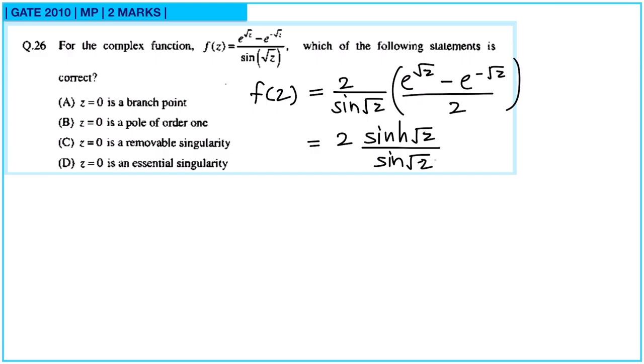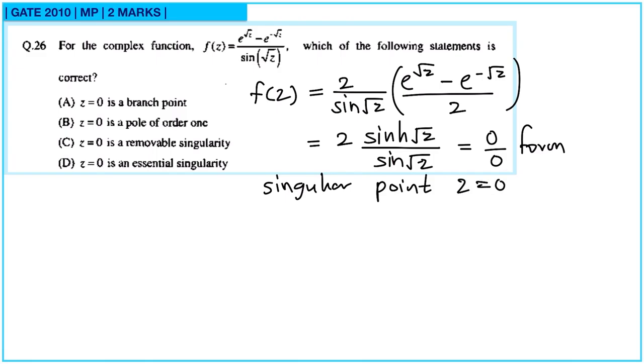Now we have to find the singular point. For a singular point, the denominator will be 0, so z is equal to 0. That is our singular point. If we put z is equal to 0 here, then this will be of 0 upon 0 form. So here we have our singular point z is equal to 0. Now we have to check whether it is a pole of order 1, removable singularity, essential singularity, or branch point.